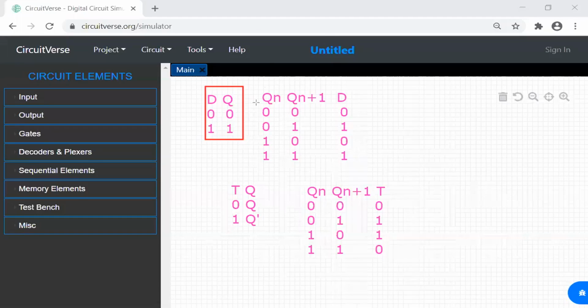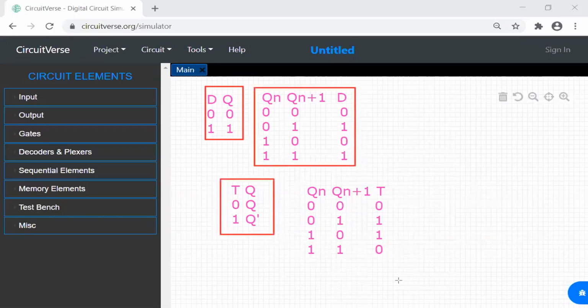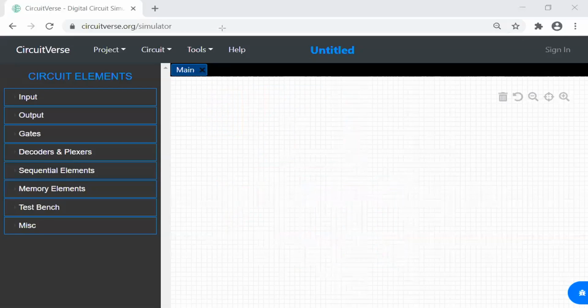So this is the truth table and excitation table for D flip-flop, and the truth table and excitation table for T flip-flop. Previously we had the truth table and excitation table for SR flip-flop, and the truth table and excitation table for JK flip-flop. Now what is it that we want to do? Our aim is to design a modulo counter.